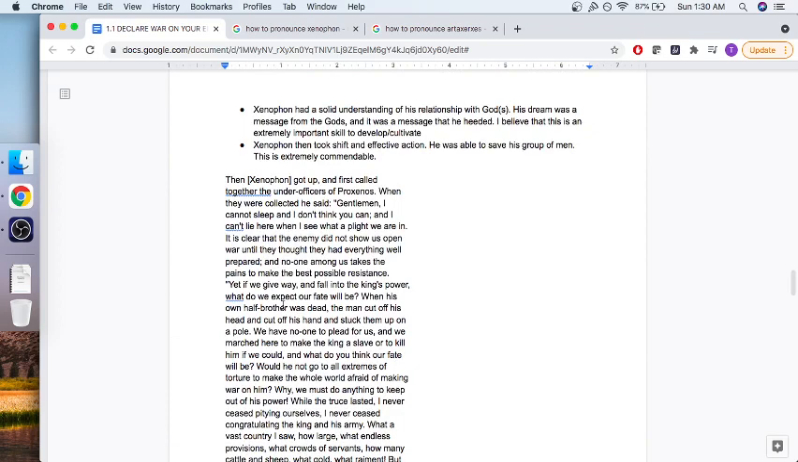Xenophon had a solid understanding of his relationship with the God or gods, because at this time it was plural gods.